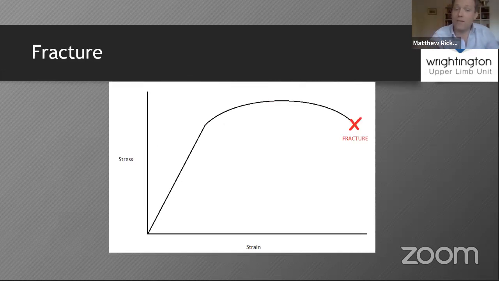And then the X at the end is the fracture point. So this is obviously the failure of the material where it snaps or breaks, and any further stress causes failure of the material from this point.